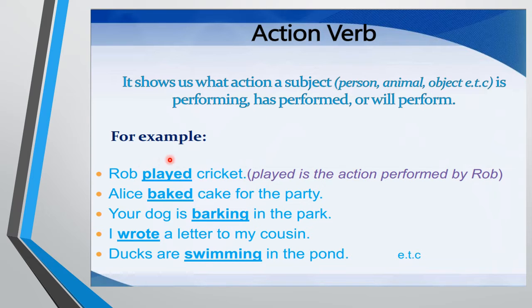For example, Rob played cricket. Played is the action performed by Rob. Alice baked cake for the party. Your dog is barking in the park. I wrote a letter to my cousin. Ducks are swimming in the pond. So all of these words that have been underlined are action verbs because they are showing certain actions.